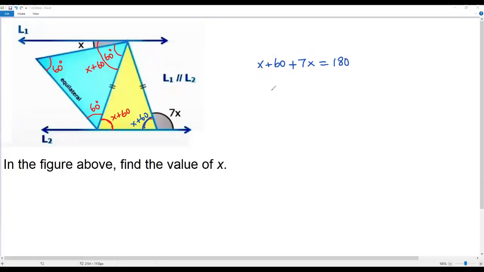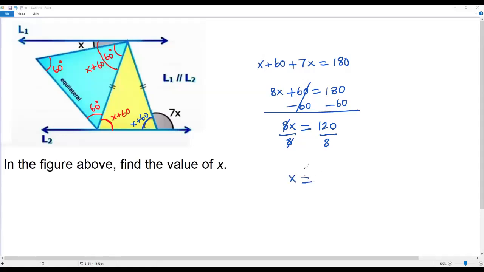Then I'm getting x + 7x will become 8x + 60 equals 180. Okay, to solve for x, I have to isolate x. For that, I have to get rid of all the values around the variable x. So first, I subtract 60 from both sides. When I do so, this +60 and -60 will cancel out. I'm getting 8x on the left side. When I subtract 60 from 180, I'm getting 120. So now I divide both sides by 8. When I divide both sides by 8, this 8 will cancel out. I'm just getting x on the left side. So when I divide 120 by 8, I'm getting 15. So the value of x is 15.